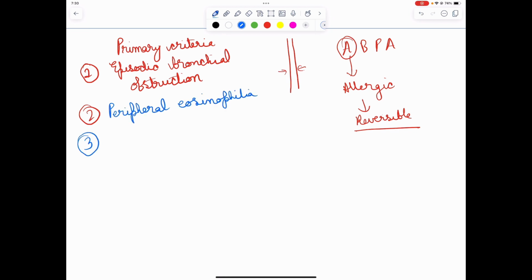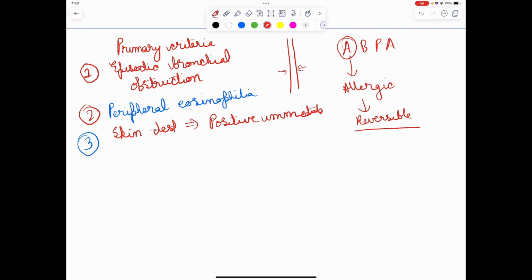Now we move on to the third. Third is that we will have systemic manifestation. Systemic manifestation would be skin test. Now in skin test, what will be there? In skin test, there would be a positive immediate skin test.